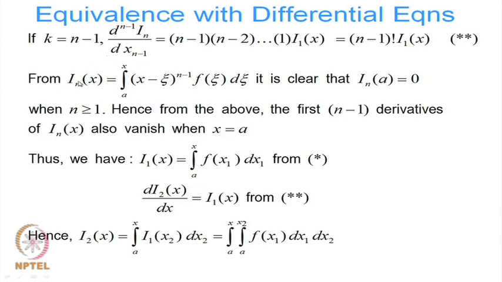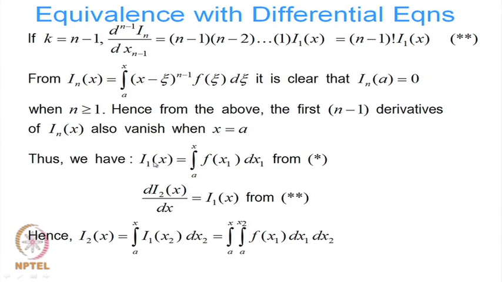I do not think so, because In of x has bounds x and a. When x is equal to a, this thing is equal to 0, and I have seen that I can express the derivatives in terms of I's with smaller subscript values, but these are equal to 0 at x equal to a. So these derivatives must also be equal to 0 at x equal to a. So we can see that the first n minus 1 derivatives of In of x also vanish when x is equal to a.